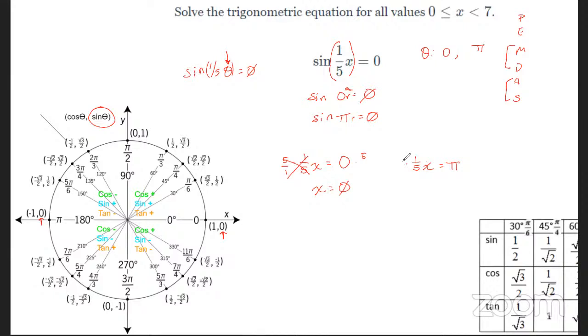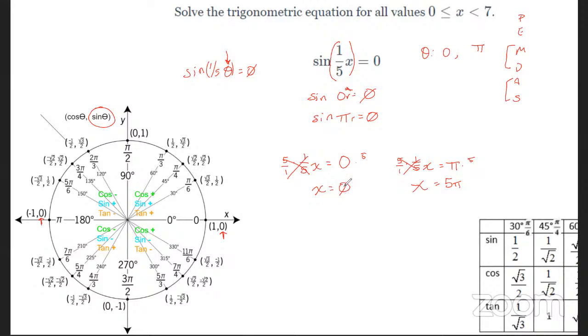We're going to do the same thing, multiply by the inverse, which is just 5. 5/1 is 5. This is going to cancel out, and x is going to equal 5 pi. Okay, so now our domain is greater than or equal to 0, but it has to be less than 7.